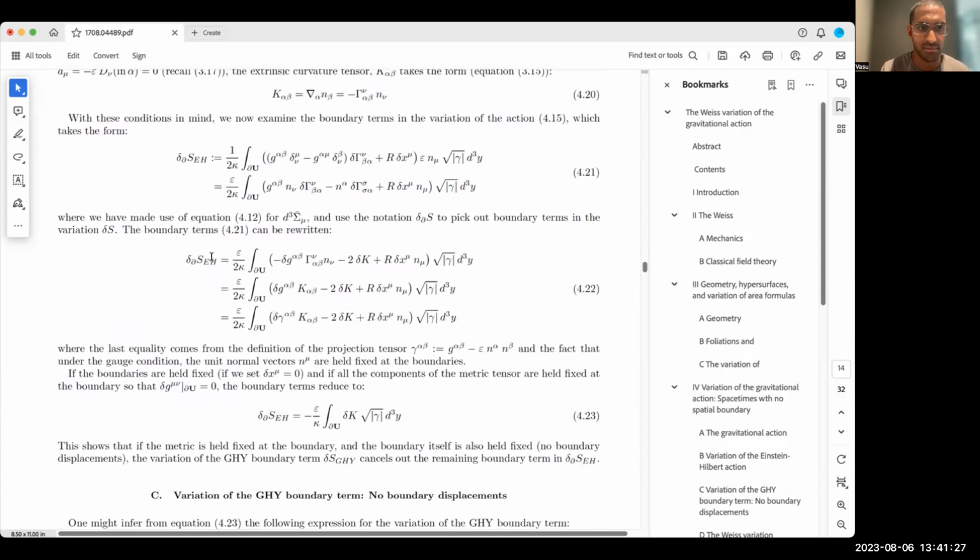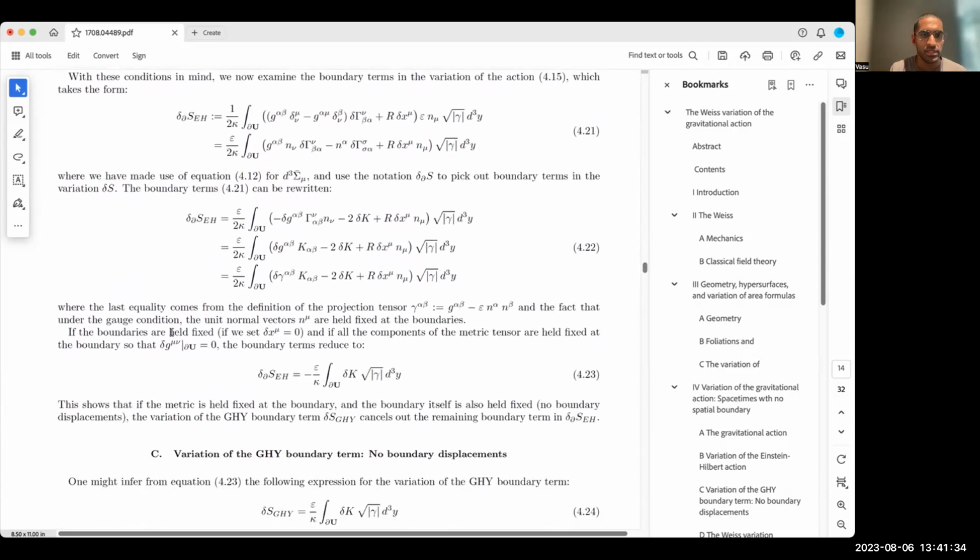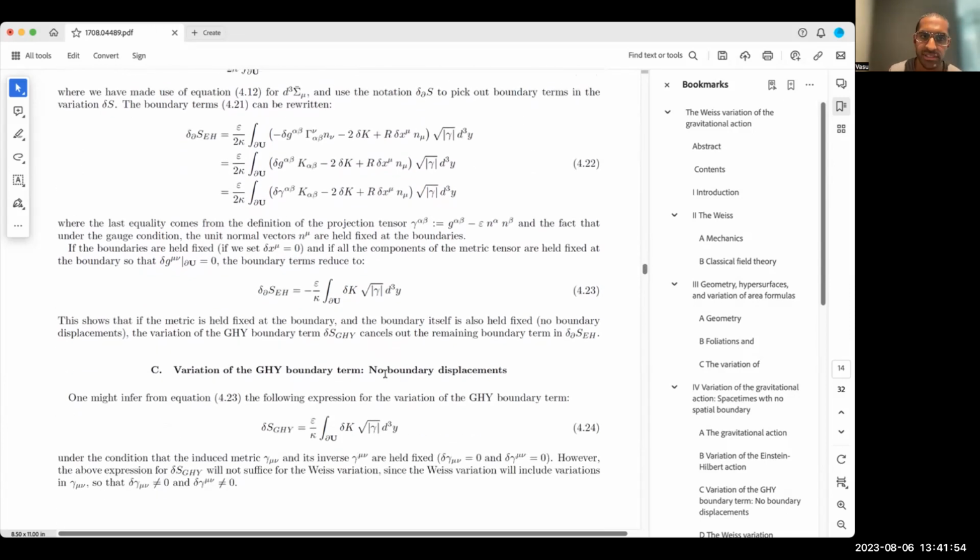So this is the boundary variation of the Einstein-Hilbert action. In the bulk, we just have the Einstein tensor as we normally expect. Holding the boundaries fixed, meaning delta x is 0 and delta g is 0, you have the following reduction: delta trace K times square root gamma. So this is the standard story where you get the Einstein equations in the bulk, provided you add something to cancel this term. That addition is the GHY boundary term.